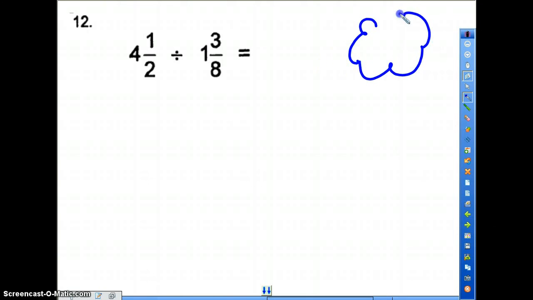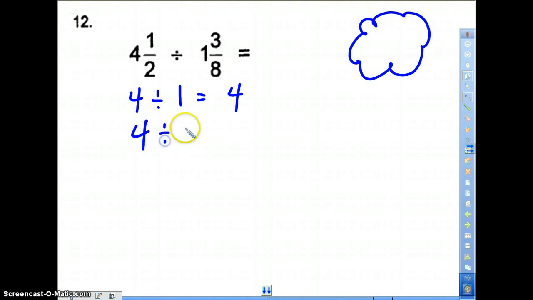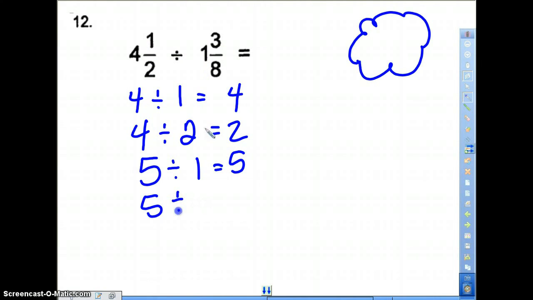Let's do another little estimate here. If I call this 4.5, let's call it 4 divided by 1. I get 4. I wouldn't round that up, but what if you called this 4 and divided it by 2, rounded it up? You get 2. What if I rounded this up to 5 and divided by 1? I get 5. What if I call this 5, divided by it, round that up and call it 2? I get 2.5.